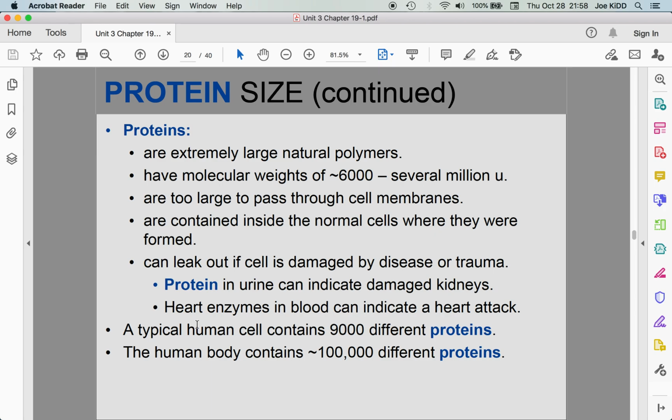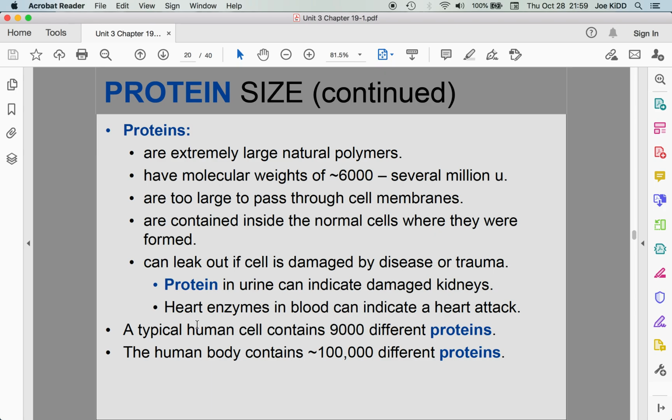Because they're so large, these proteins are not usually something that gets to go explore other parts of the body. Heart proteins stay in the heart. Liver proteins stay in the liver. They're stuck there. They're too big to pass through cell membranes.